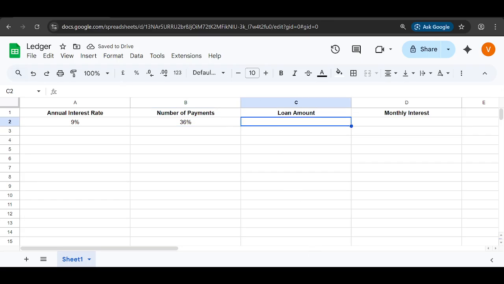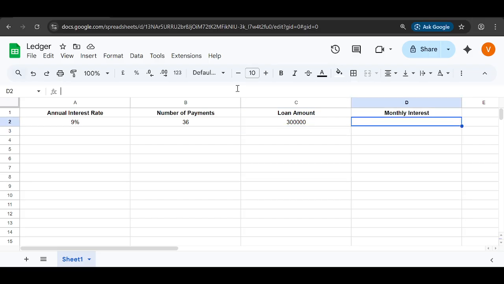Add a label for the result by typing monthly payment in D1. Then click D2 and enter the formula exactly like this: =PMT(A2/12, B2, C2). We divide A2 by 12 because A2 contains an annual rate and PMT expects the rate per period. Here each period is 1 month.